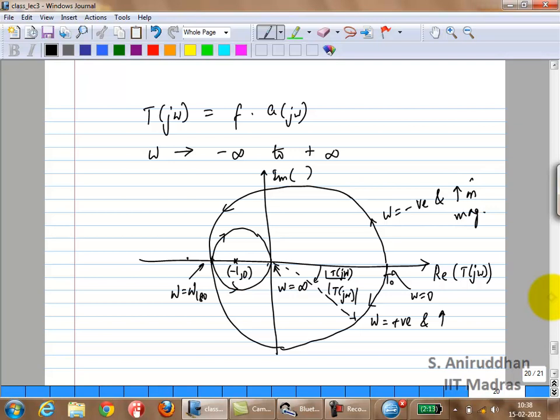In this particular case, how will you find out if it encircles -1, 0 or not? I just put in -1, 0 inside, but how do you find out if it encircles it or not? It depends on omega 180. It actually depends on the loop gain, A of j omega 180 times F. Correct? If the magnitude of that is greater than 1, you know it's definitely going to encircle it. Correct?